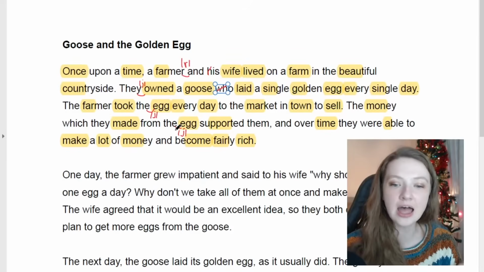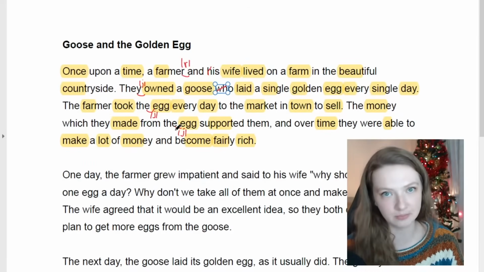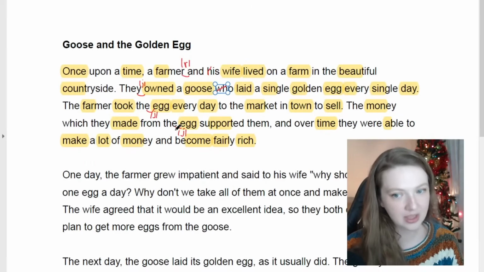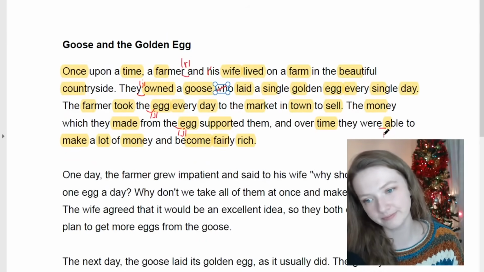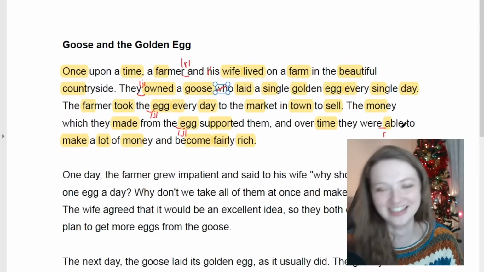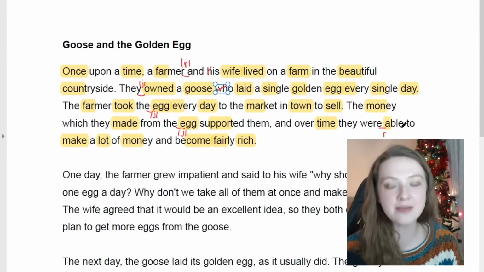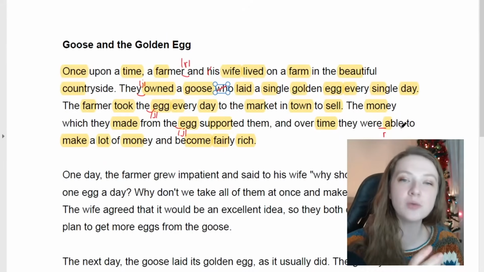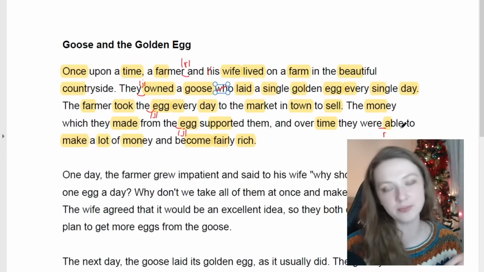And over time. So not and over time. And over time, they were able. That's a very straight line. And over time they were able. Not and over time they were able.